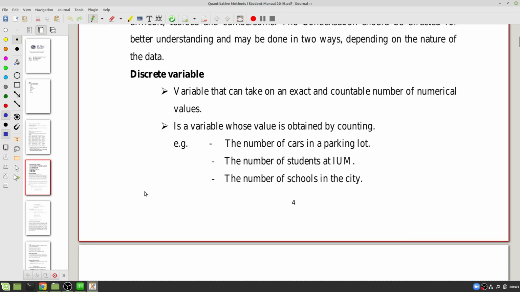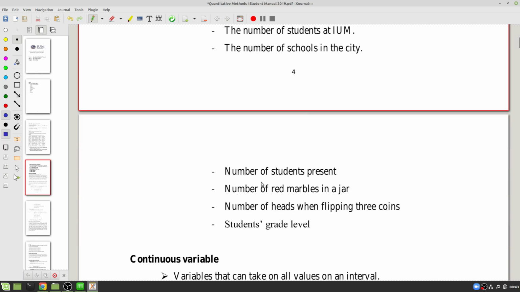So for a discrete variable, we say that's a variable that can take on an exact and countable number of numerical values, right? So things you can count. So it is a variable whose value is obtained by counting. That is a discrete variable. So for instance, the number of cars in the parking lot, you can count them. The number of students at IUM, you can count them. Number of schools in the city, all of these things are countable.